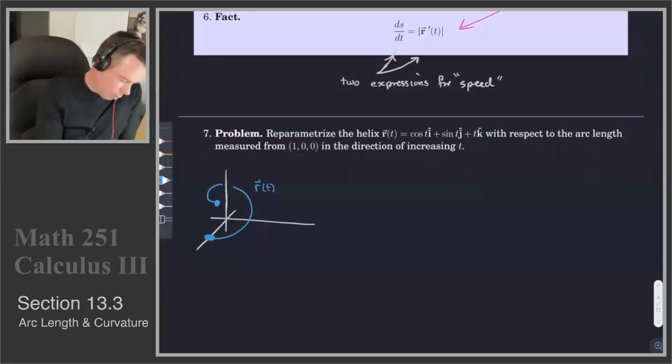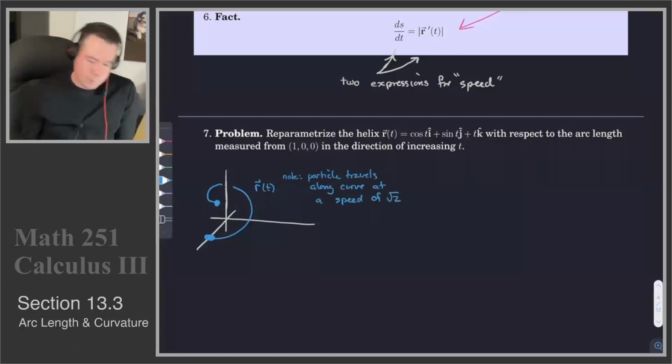So right now, maybe I'll make a note of this. Note, the particle travels along the curve at a speed of square root of 2.